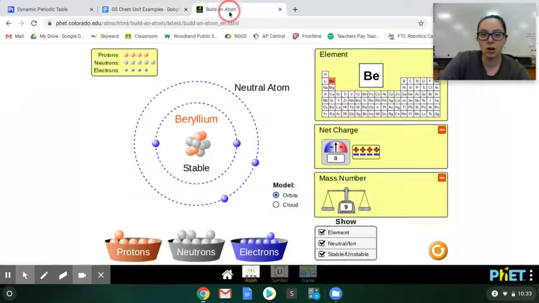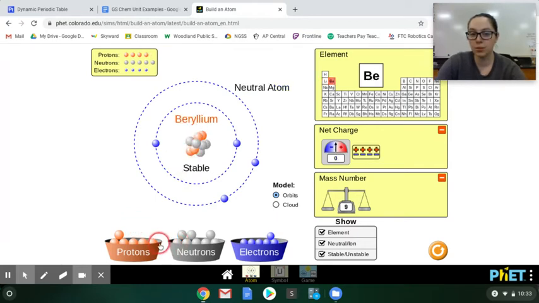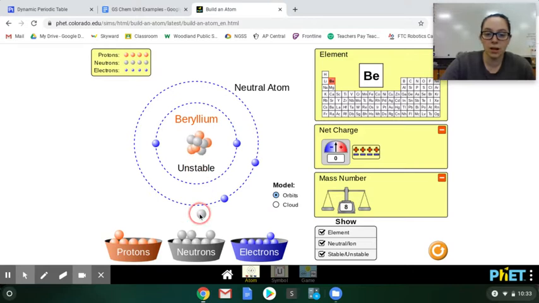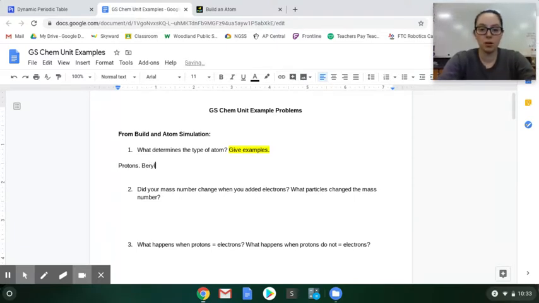So we just saw in the build an atom, what determines the type? I take a proton away, now it's lithium. I put a proton back, it's back to beryllium. If I do that with neutrons, it stays beryllium. If I do that with electrons, it's still beryllium. So the particle that determines the identity of an atom is going to be our protons. And when I say give examples, that means tell me. And I just gave you a couple. Beryllium has 4 protons.